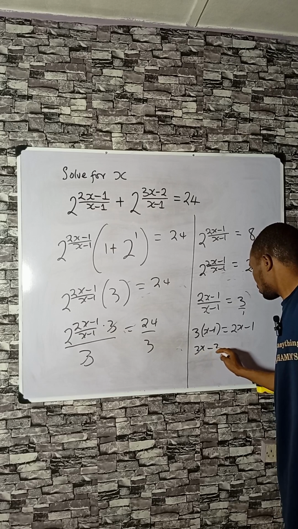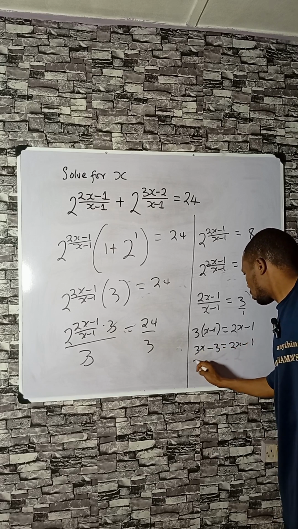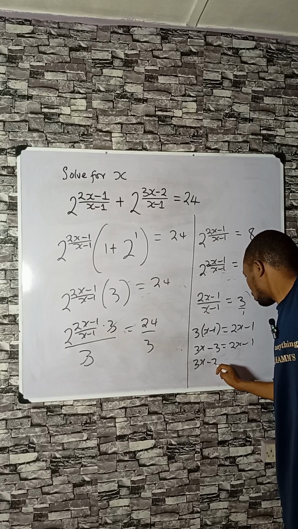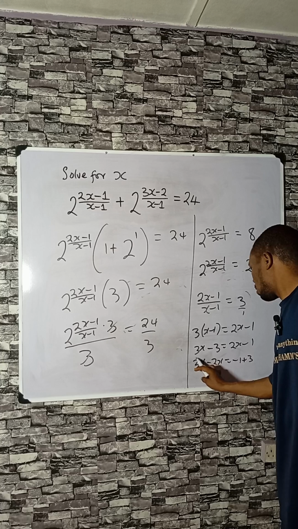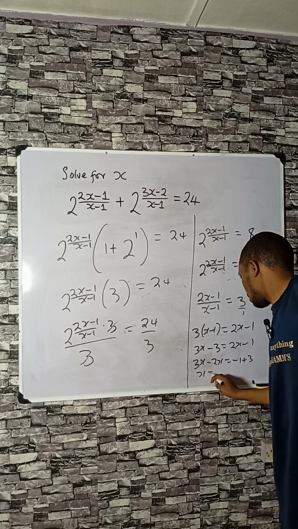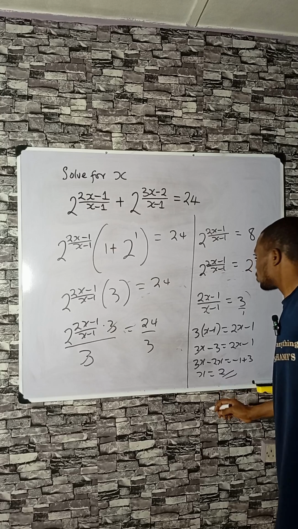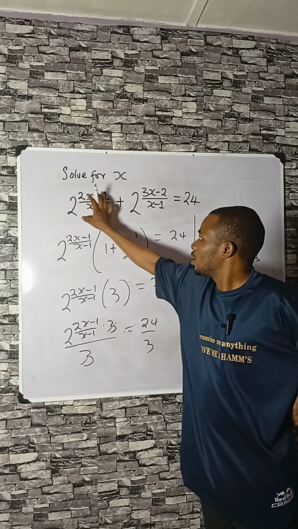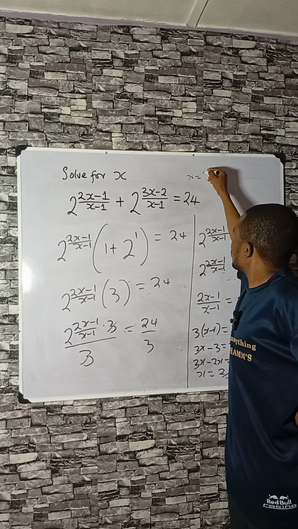3x minus 3 equals to 2x minus 1. Then collecting like terms, minus 2x equals to minus 1 plus 3. This gives you x, and minus 1 plus 3 gives you 2. So the answer to this big or lengthy question is just x equals to 2.